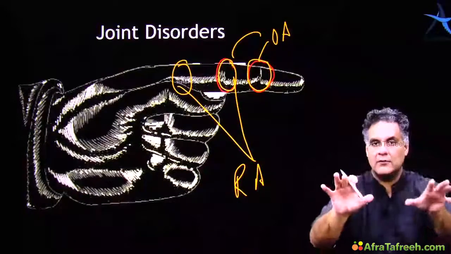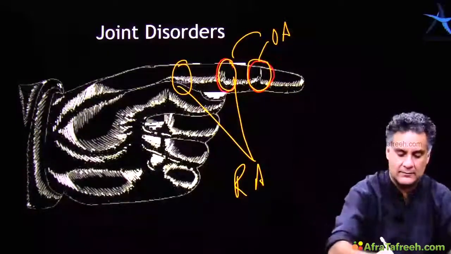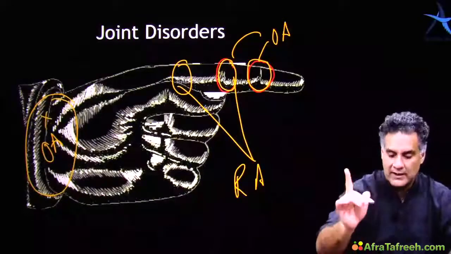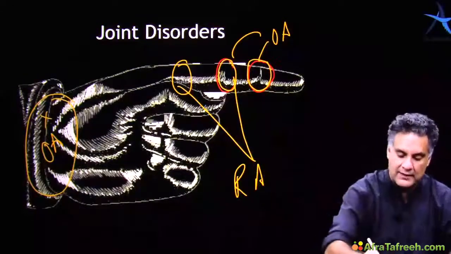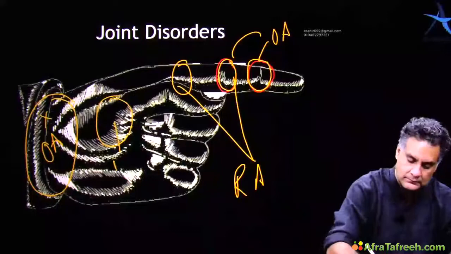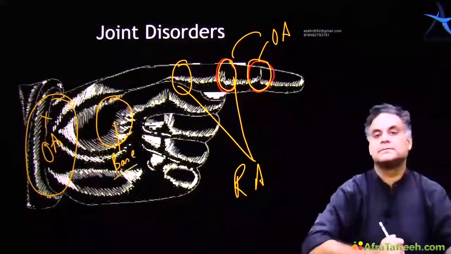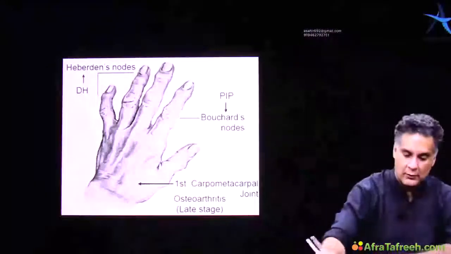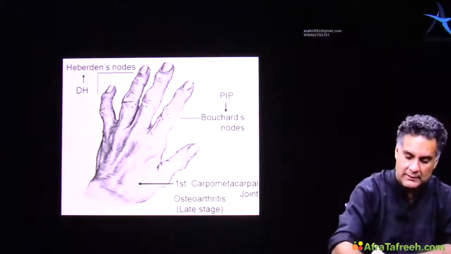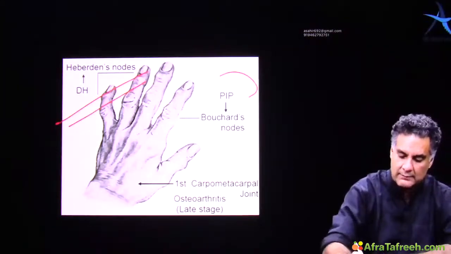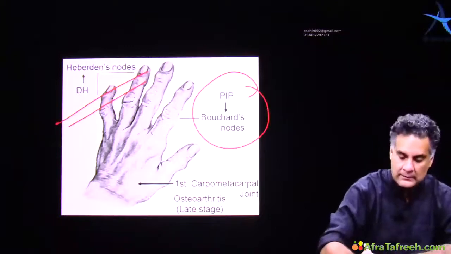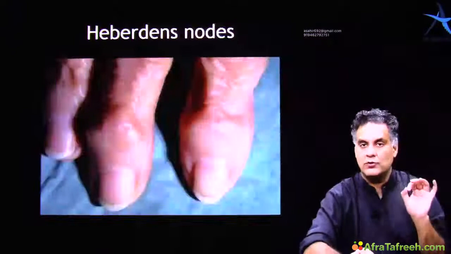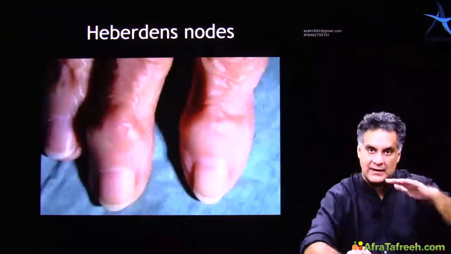So OA does not involve the MCP, it also does not involve the wrist. Whereas OA involves the base of the first metacarpal, the carpometacarpal joint. This is what you should remember. OA involvement in the DIP will be Heberden nodes, in the PIP will be Bouchard nodes, and first carpometacarpal is the characteristic joint involved. Whenever they will show you OA, they will show you the front view. RA, they will show you the side view.